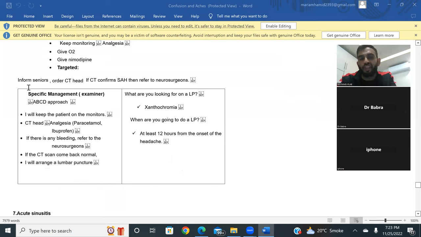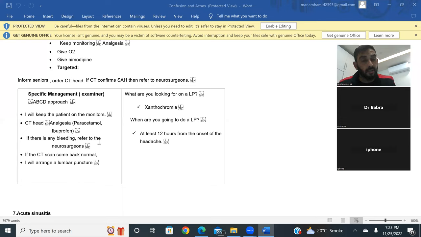Inform the senior. Involve the senior. Do order a CT scan of the head. And this is what the examiner is going to ask you. This is not for the patient. You will not tell the patient, if this does not come true, then we will be doing this. No, the examiner will intervene. If you do a CT scan, and the CT scan comes to be normal, what are you going to do later? He can ask you, and in this, he's sure going to ask you.